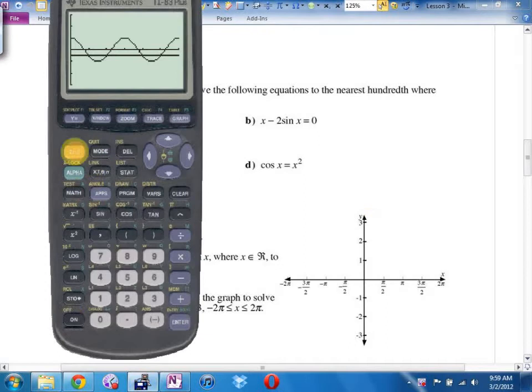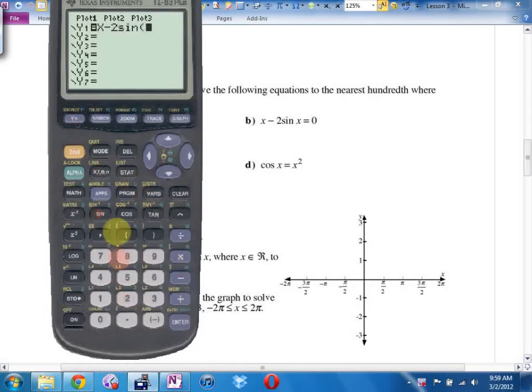Make sure I'm in radians. I think I am. Clear whatever I have here. Left side, x minus 2 sine x. Right side, 0, which is going to be the x-axis. I probably could have just skipped graphing it, but I want to find where they cross, so I guess I do need to graph it.